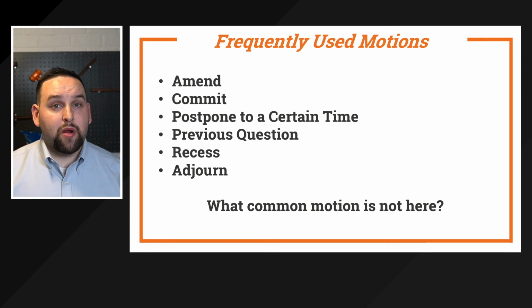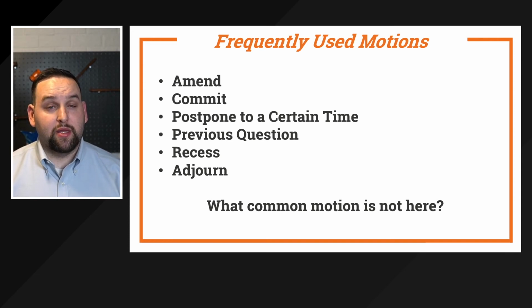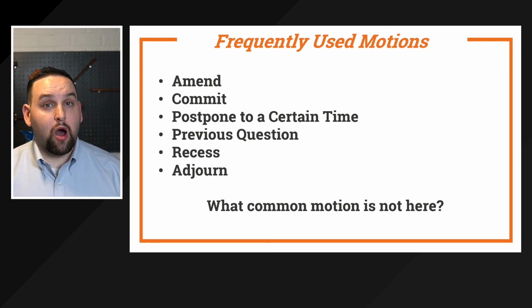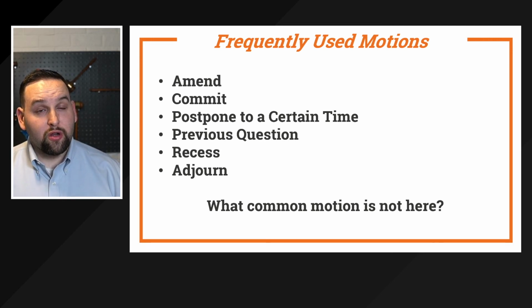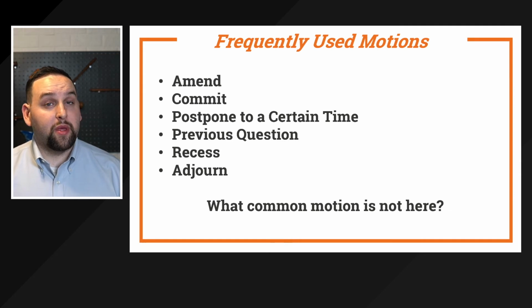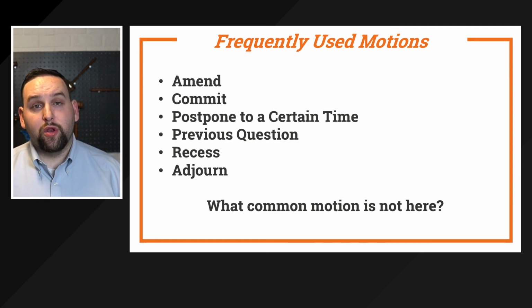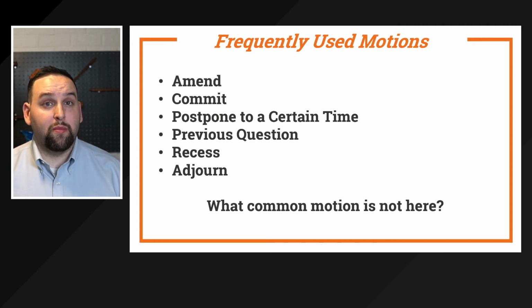You can have a primary amendment and a secondary amendment, an amendment to the amendment, but you cannot have a tertiary or third degree amendment. The next one is commit, or often referred to as refer. You can commit or refer the pending question to a committee or to a task force or to another group of people to study and report back at an upcoming meeting.